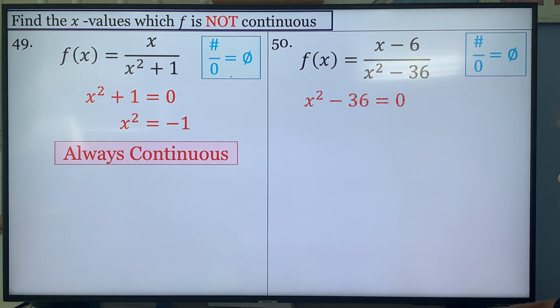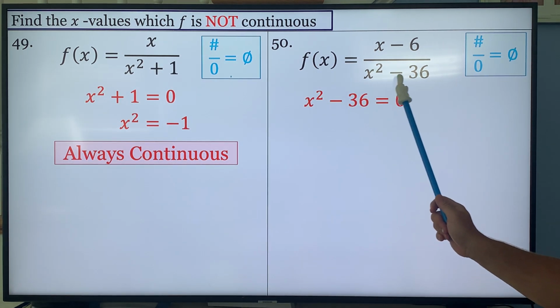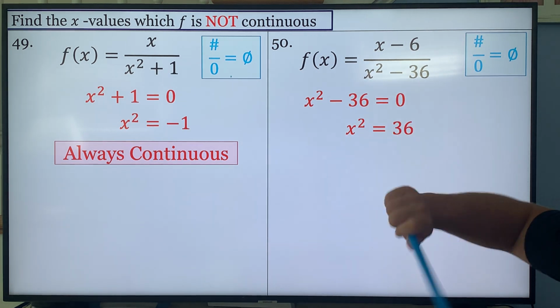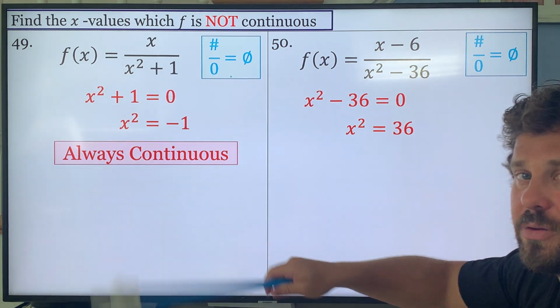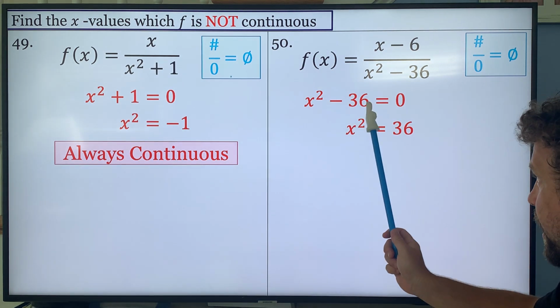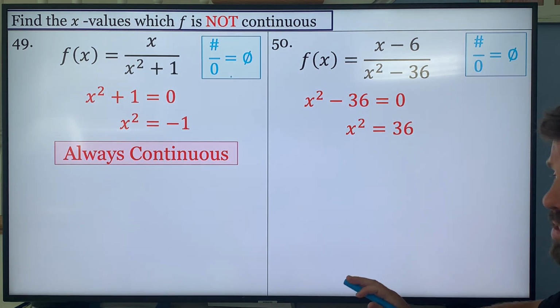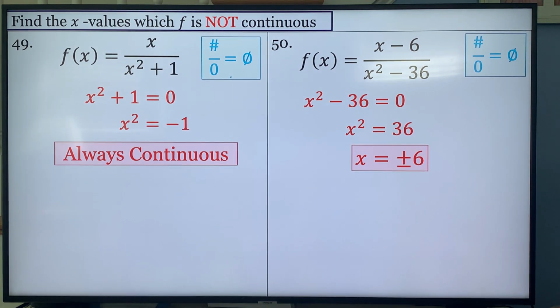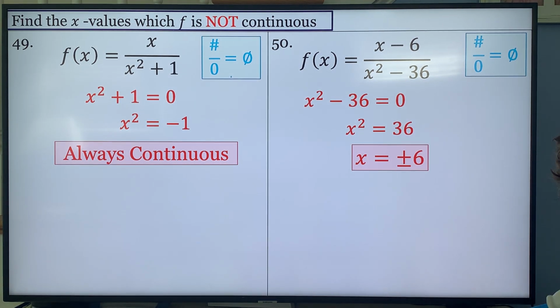X squared minus 36 equals 0. I know I can make this x plus 6, x minus 6, and I can cancel out the x minus 6, but it's still not continuous at that point. It just means there's going to be a hole at that point. So I add 36 to both sides. X squared equals 36. Square root: what two numbers squared are 36? X equals plus 6 or minus 6.